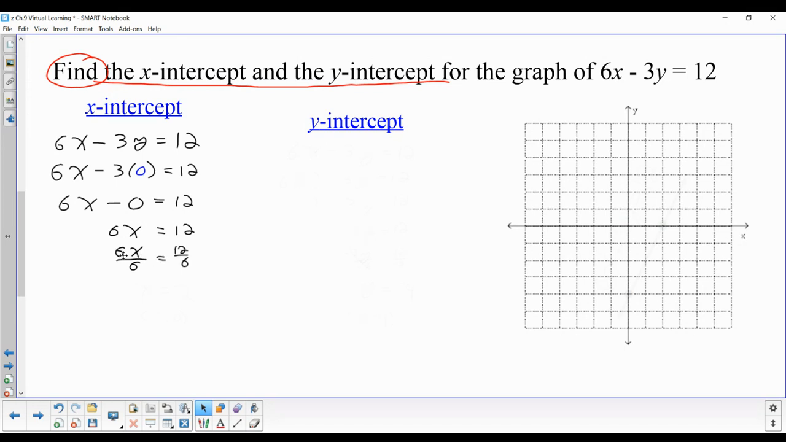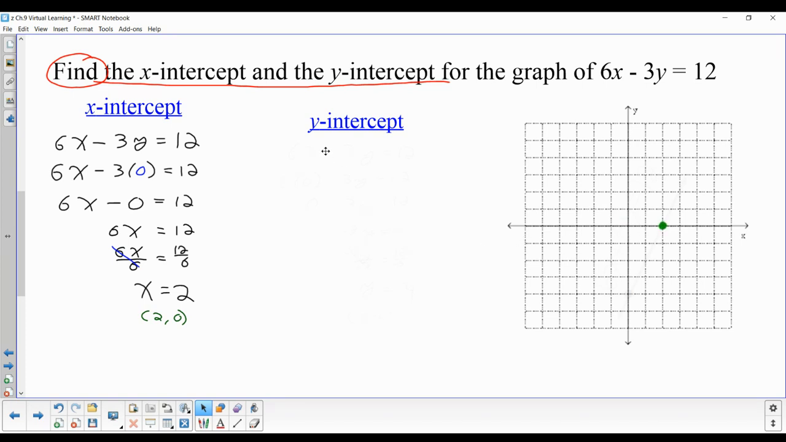Whatever you do to one side, you have to do to the other. On the left side, you have 6 divided by 6 is 1. That activates the identity property because 1 times x is x. And on the right side, you have 12 divided by 6 is 2. Since the x-intercept is 2, that means it is at the ordered pair 2, 0. I'll go over to the graph. I will go 2 to the right and up, down 0, and that is the point 2, 0.